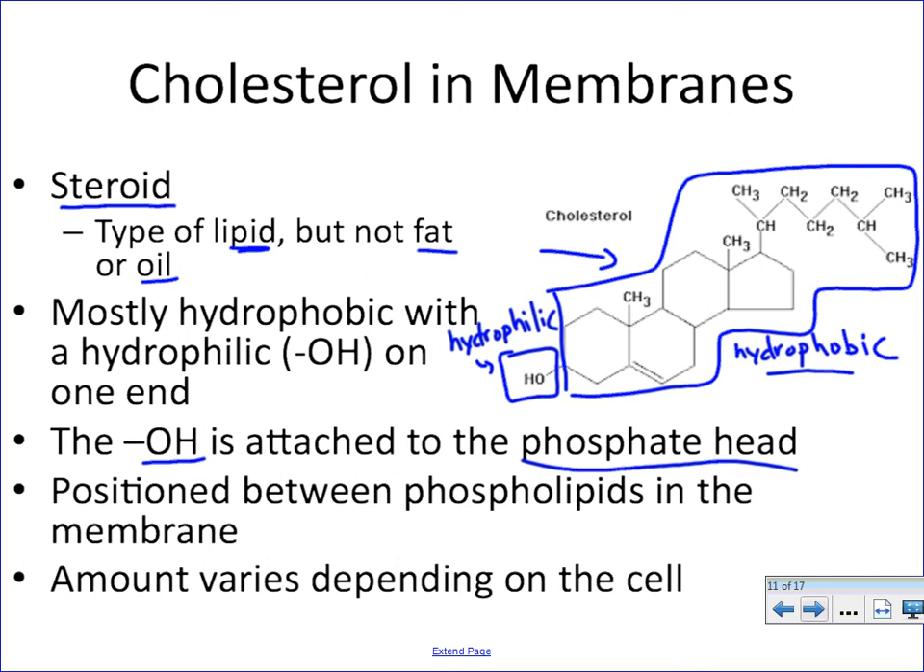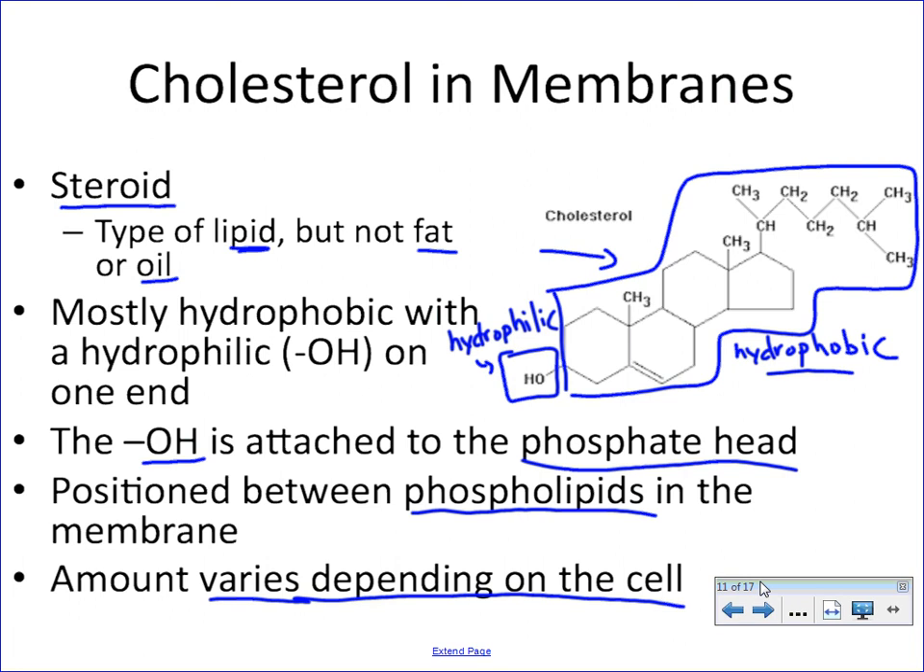So where you'll find cholesterol is that it'll be positioned between the phospholipids in the membrane, and the amount of cholesterol that you find in a cell membrane will vary depending on the cell type. So some cell types will have more cholesterol in their cell membranes than others. It really depends on what the cell is, what the function of the cell is.